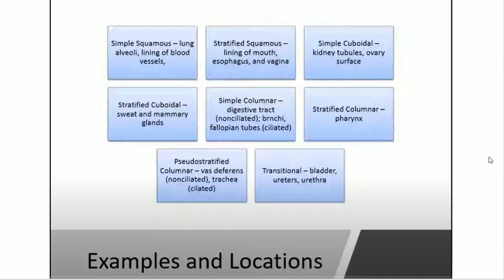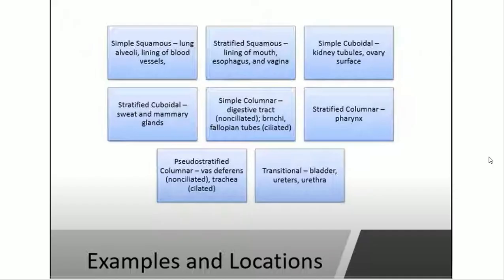Simple squamous cells line the blood vessels and the alveoli of the lungs, just as an example. They line more than just that, but know those two as examples of where simple squamous epithelium lies. Stratified squamous epithelium lines the mouth, the esophagus, the vagina, things like that. Stratified means multiple layers of squamous cells, specifically when we're talking about the mouth, the esophagus, and the vagina.